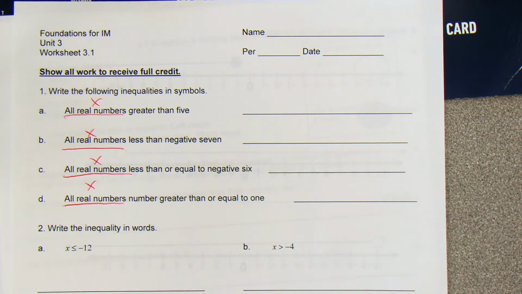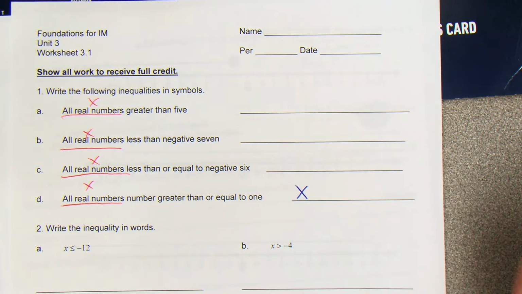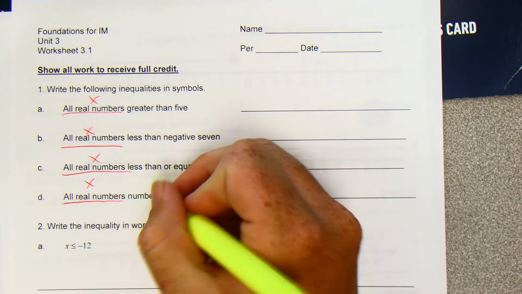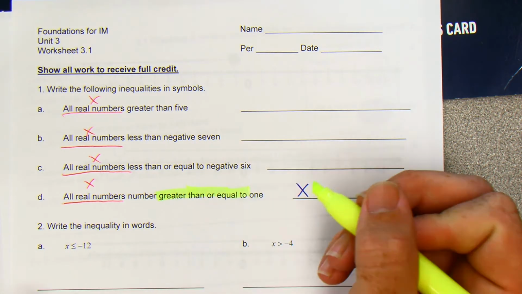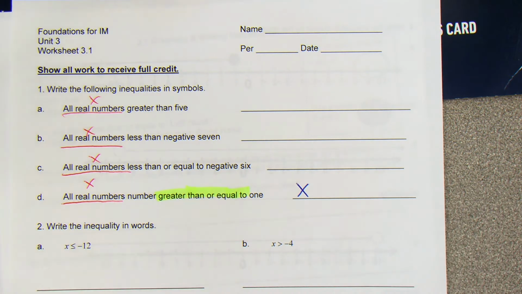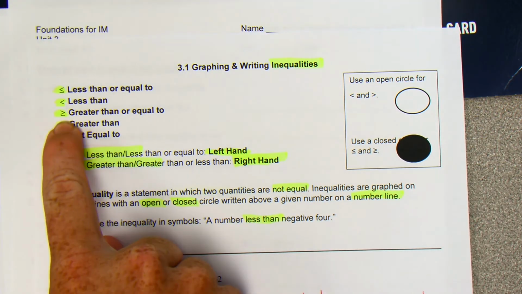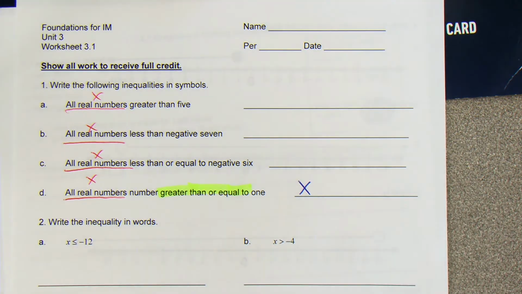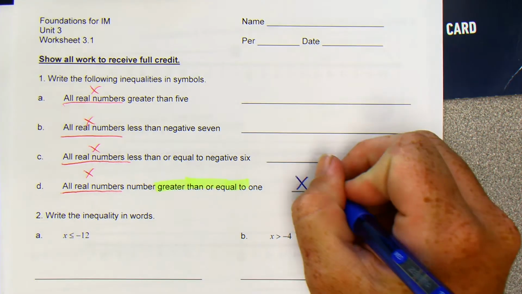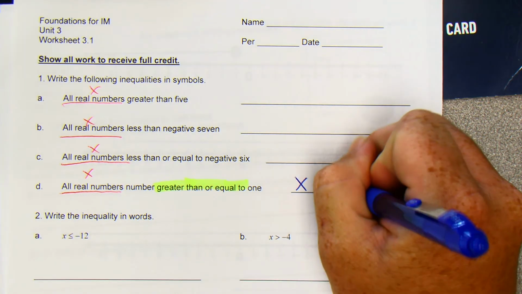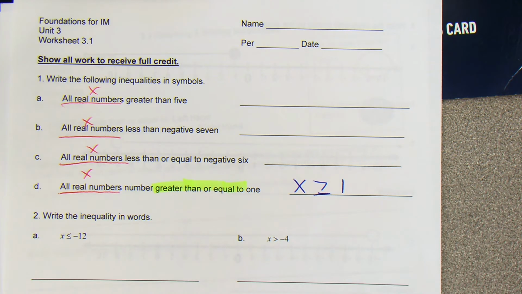It says all real numbers greater than or equal to 1. So first, I want to do x because that's what I'm going to use for all real numbers. Now I have greater than or equal to. That is my sign. If I did not know, I'd go back to my note sheet and look up top where it says greater than or equal to, and I see it points to the right and has a line underneath it. So I know the sign I'm going to be using will point to the right and have a line underneath it. So that's x is greater than or equal to 1. For A, B, and C, you just need to figure out what sign it's asking for and then put the number directly after that sign.